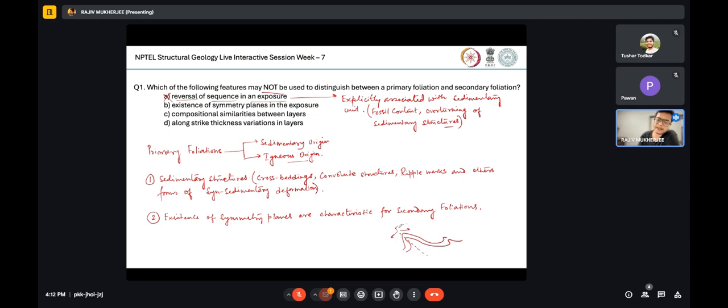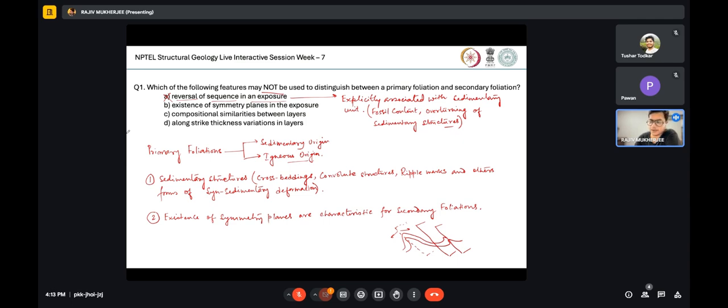And if there exists a foliation plane along this orientation, I will identify many such planes in the same exposure of the same orientation. That means the secondary foliations will always be symmetric, right? So if I am particularly looking for a symmetry plane in the exposure, then I am of course identifying which one is the secondary foliation. So that doesn't make any sense.